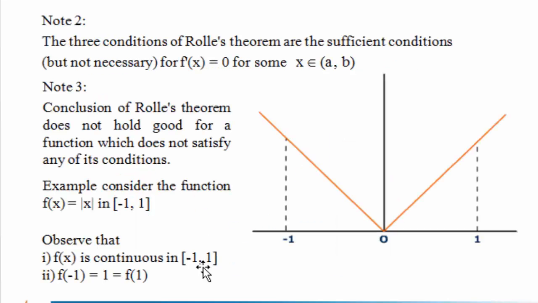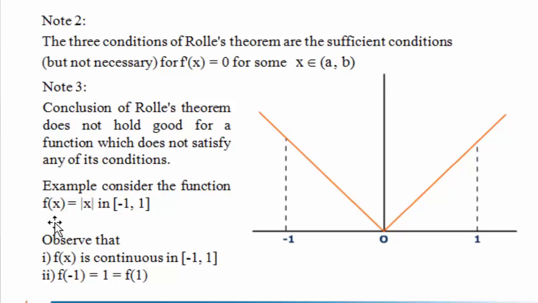Note 2. The three conditions of Rolle's theorem are sufficient conditions but not necessary. Note 3. Rolle's theorem does not hold good for a function which does not satisfy any of its conditions. Example. Now if we omit the second condition of Rolle's theorem, means f of x is differentiable on the open interval (a, b), then the theorem may not hold.